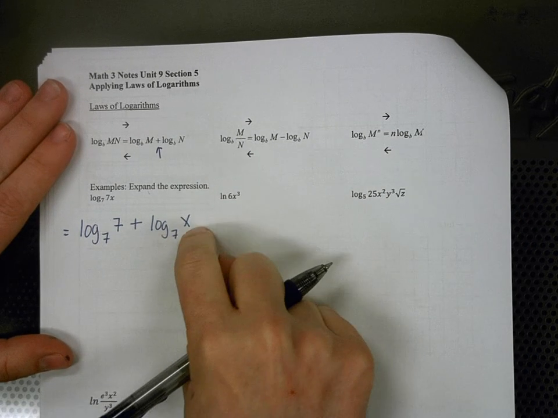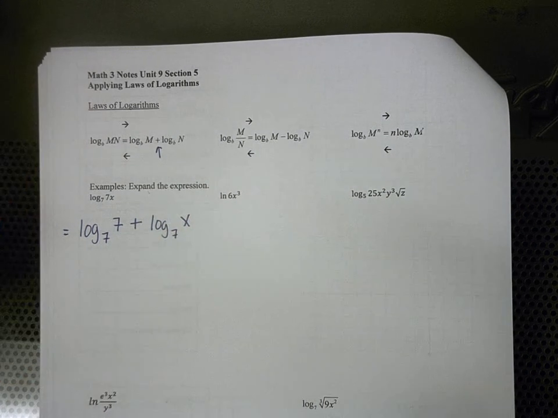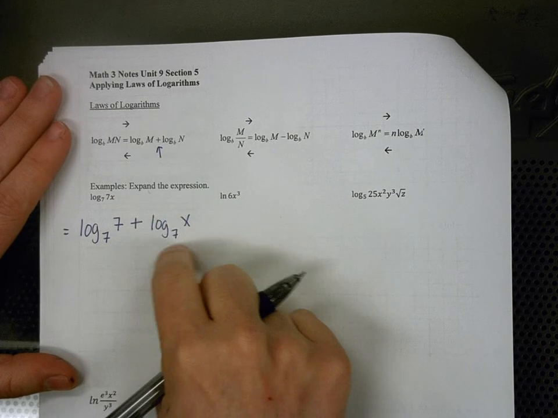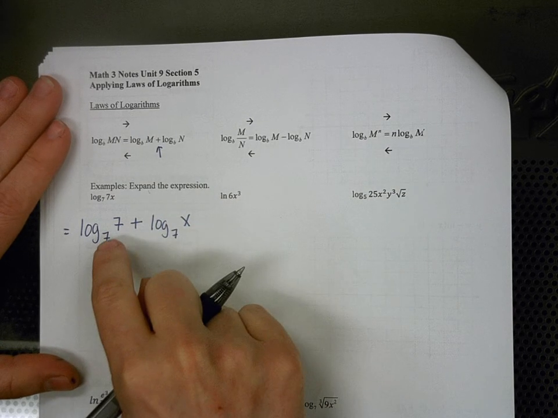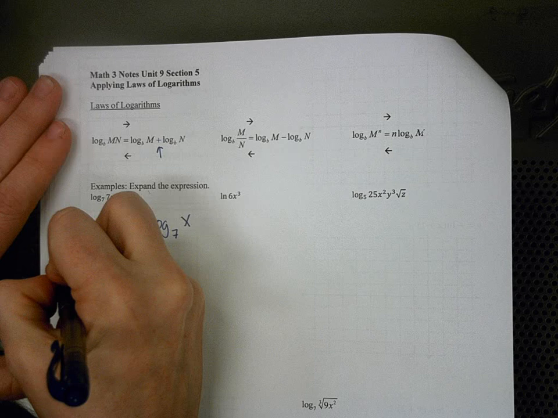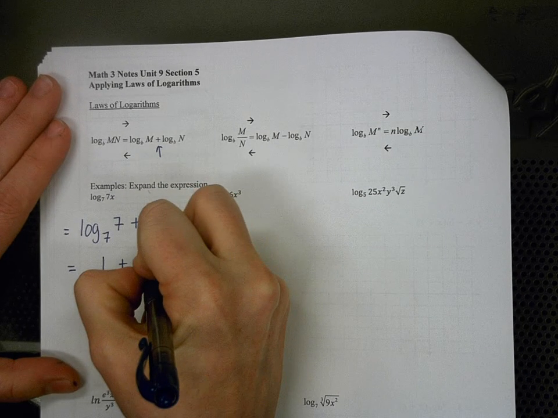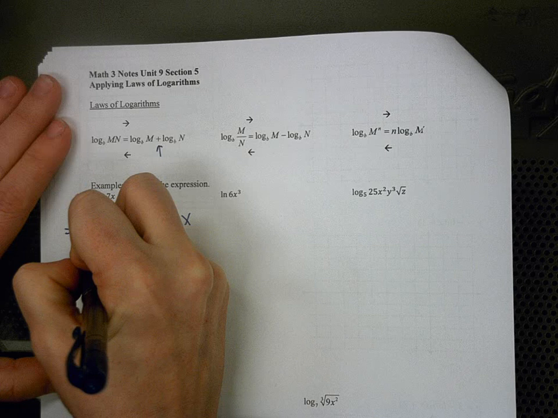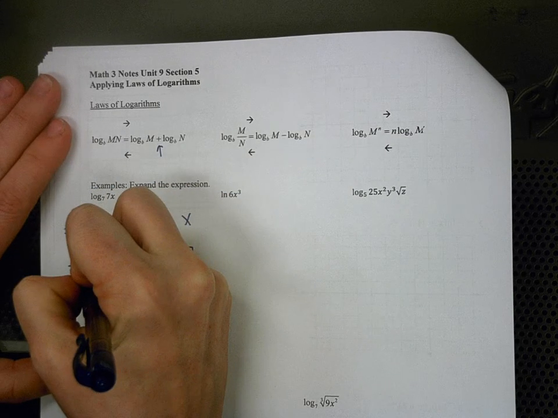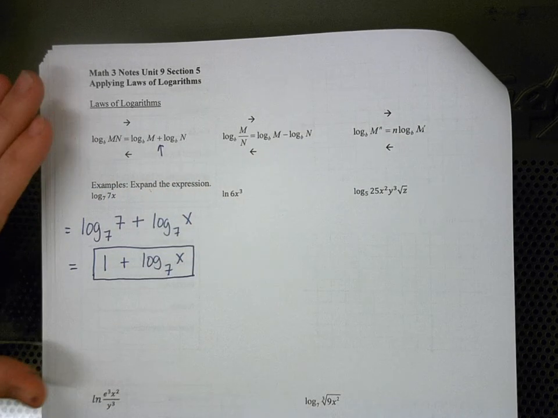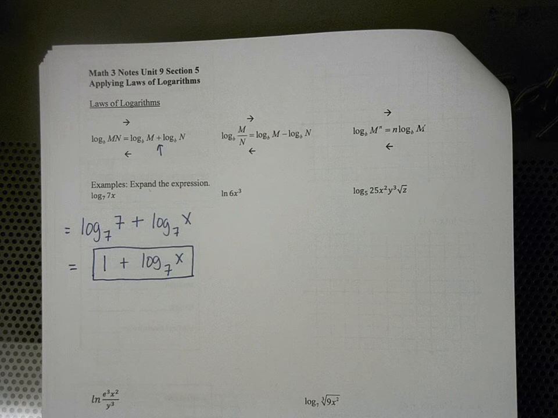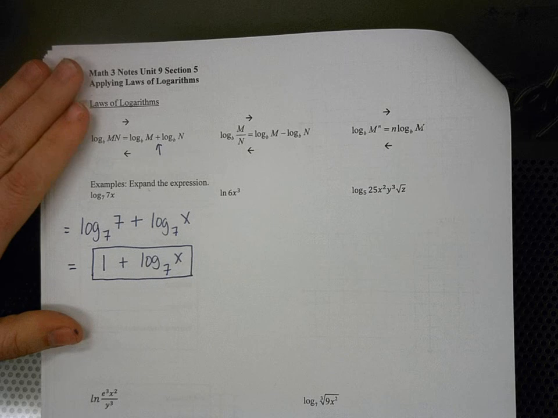Now, log base 7 of x, that means 7 to what power gives you x? I have no idea because I don't know what x is. But 7 to what power gives you 7 can be solved. 7 to the first power is 7. So we can simplify log base 7 of 7 more to give you 1, because 7 to the first power is 7.